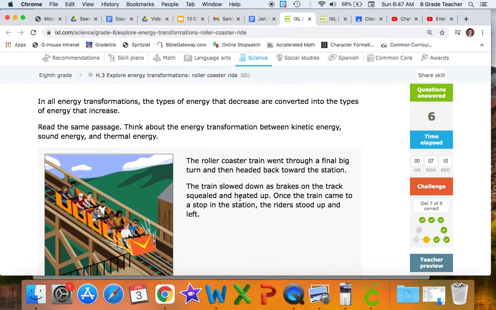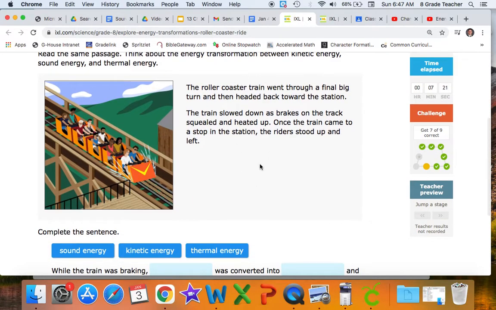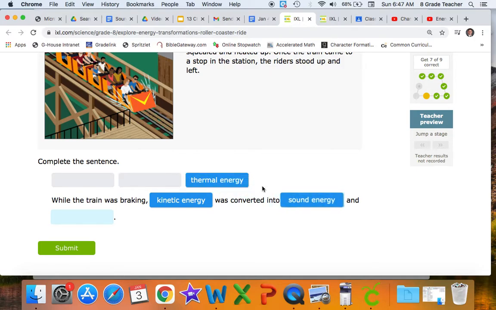In all energy transformations, the type of energy that decreases is converted into the types of energy that increase. Read the passage, think about the energy transformation between kinetic and sound and thermal energy. So we just read this, so it went through the final big turn, comes to a stop, slows down. Complete the sentence. While the train was braking, blank was converted into blank. Kinetic energy was converted into sound energy and thermal energy.